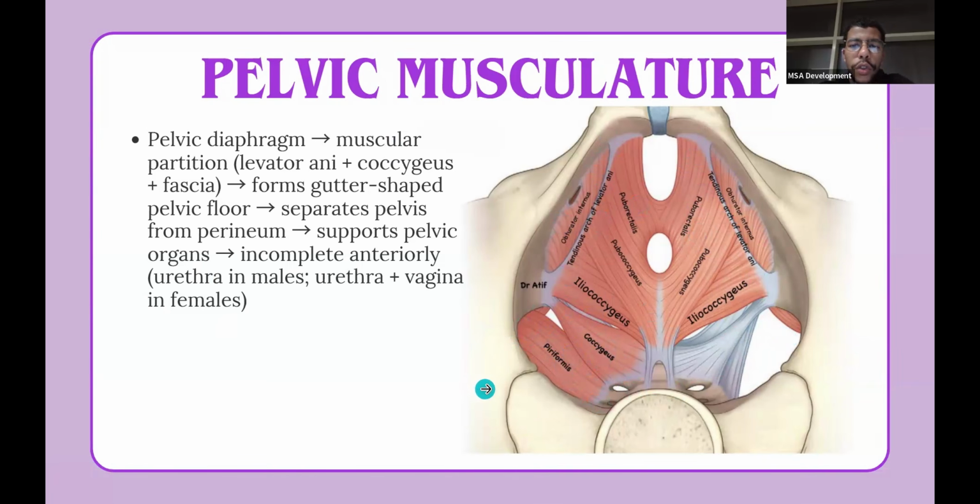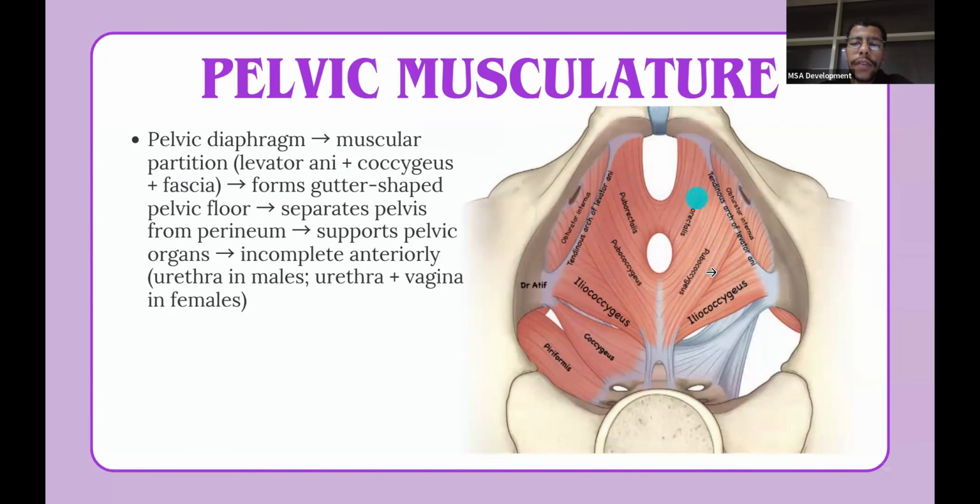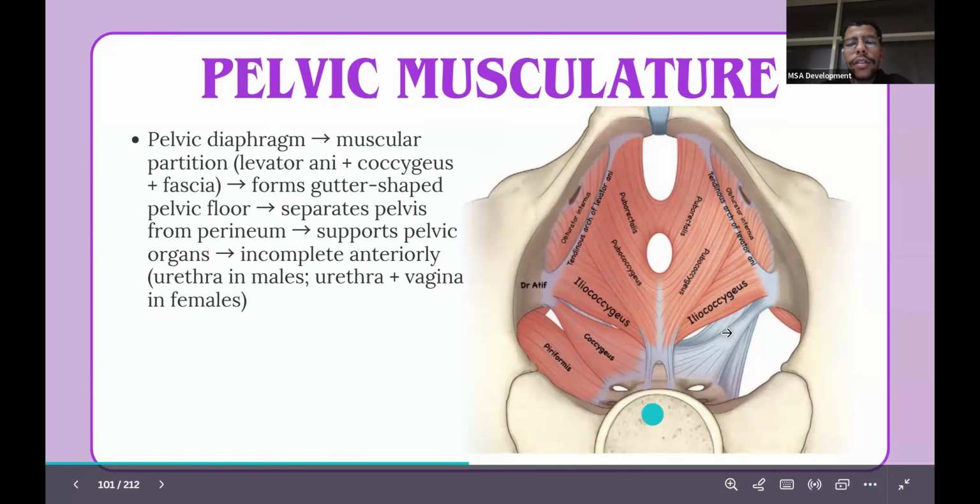If they ask you which two muscles make the pelvic floor, you have to say levator ani and the coccygeus, because they refer to these three muscles together as levator ani and this alone as coccygeus.